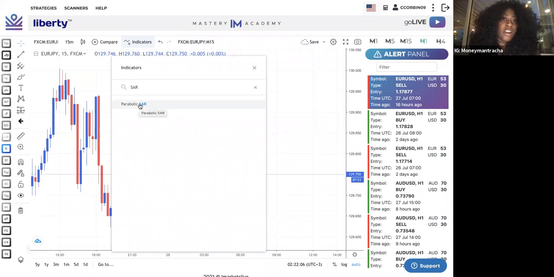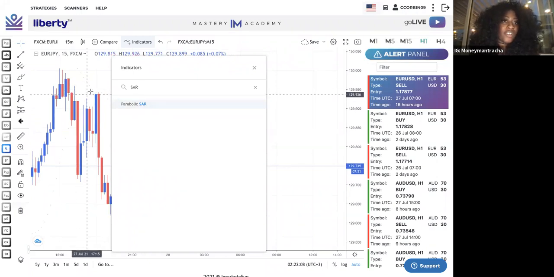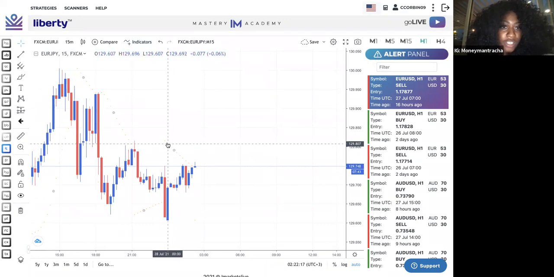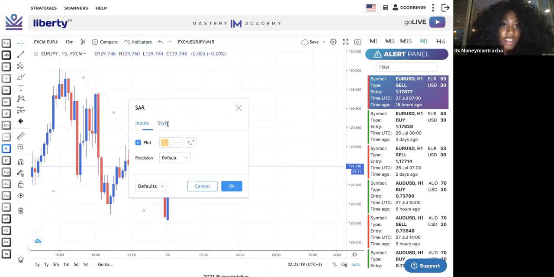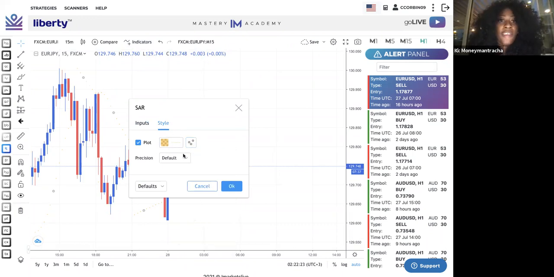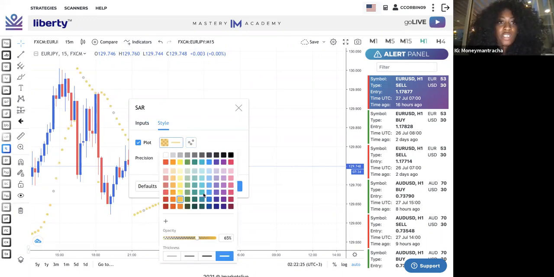It's the parabolic SAR. And this is an indicator that a lot of us are familiar with, but maybe you don't know what it's called. I just tend to call it the purple dots. And when you add it to your screen, it shows up very light and yellow. So you can just click on it to modify it. I'm gonna change the color. I'm gonna change it to dots, circles, because that's what I'm used to seeing. And I'm gonna make it a little bit thicker so we can all see it, right? So can we see those dots? Let me get some 7s in the chat if you guys can see the dots on my screen.